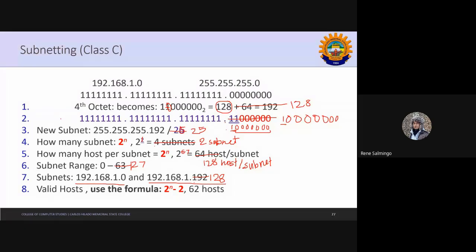Likewise, in the previous example, we had 4 subnets. And now how many valid hosts do we have? Again, you will use 2 to the n, 2 to the 7, minus 2. So what is the result? How many hosts do we have? So this is 126.